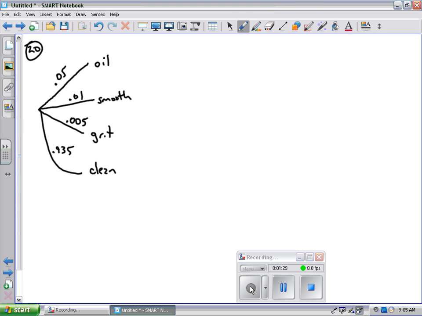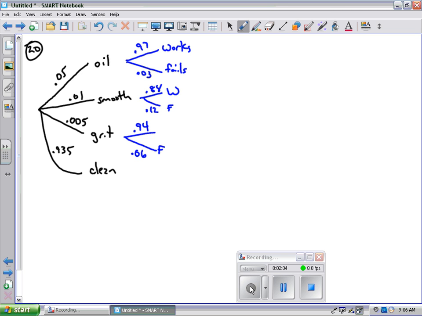Now, at the beginning of the problem, it says that the adhesive fails 3% of the time when there's oil. So it works or fails, and it works 97% of the time, fails 3% of the time. If it's smooth, it fails 12% of the time. Therefore, it works 88% of the time. If there's grit present, it fails 6% of the time. Works 94% of the time. And it says if it's clean, it works. And if you felt obligated to make a fork, then it's a 100% chance that it works and a 0% chance that it fails.